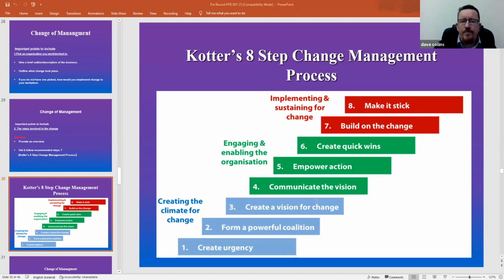Porter's 8-step change. One, like I said, creating the climate for change. Create urgency. 2, form a powerful coalition. 3, create a vision for change. 4, communicate the vision. 5, empower the action. 6, create quick wins. 7, build on the change. 8, make it stick. We'll see it in the blue, creating a climate for change. In the green, engaging and enabling the organization. And red, implementing and sustaining the change.